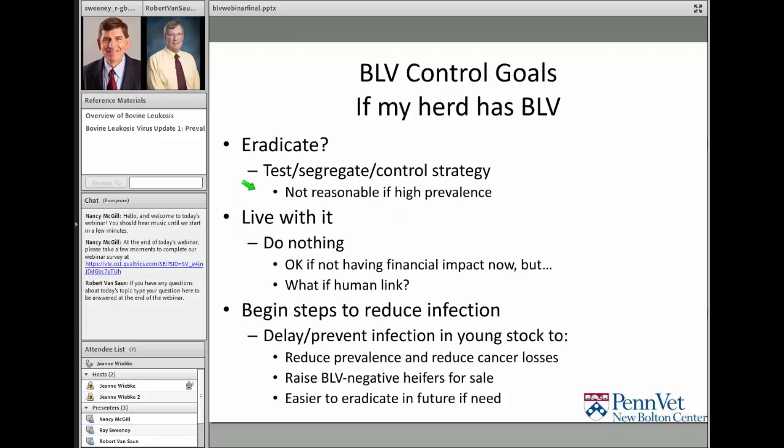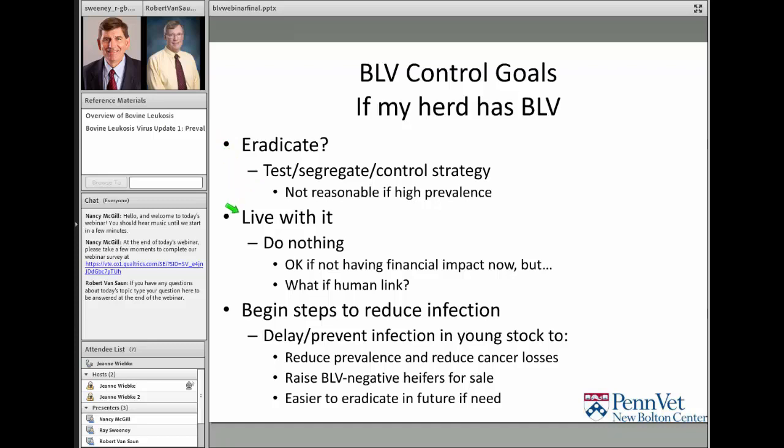But let's talk about what if you're one of the 90% that does have BLV in your herd. So what would be your strategy? Your strategy will depend on your goals. Is your goal to eradicate the infection? If you have a low prevalence, then you might be interested in employing a test, segregate, cull strategy to try to develop a BLV-free herd. But if you have half your animals infected, which is like most herds, this is not going to be reasonable. You're not going to be able to get rid of half your animals. So this is probably a realistic goal only for a very few herds that have a very limited prevalence.